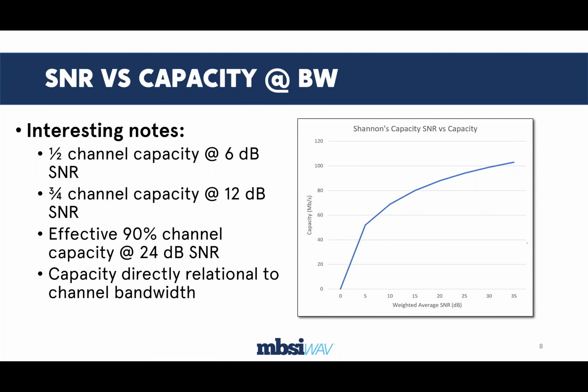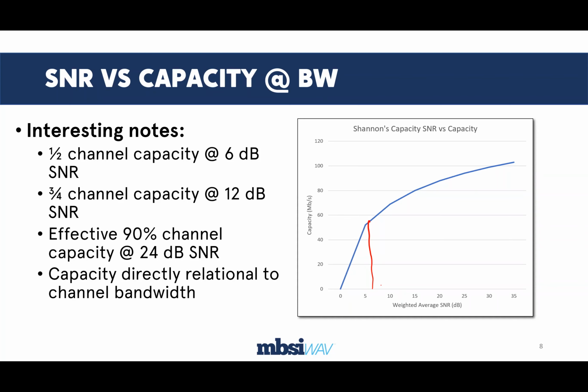So this is even more interesting. When I plot, I vary my signal to noise ratio over a particular channel width, and what I find are some very interesting things. At 6 dB signal to noise ratio, I have half my capacity. At 12 dB signal to noise ratio, I have 3/4 of my capacity.